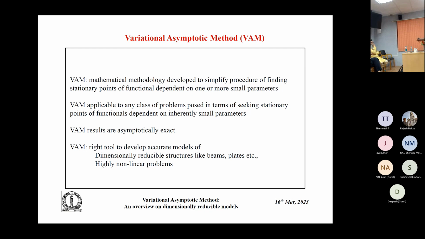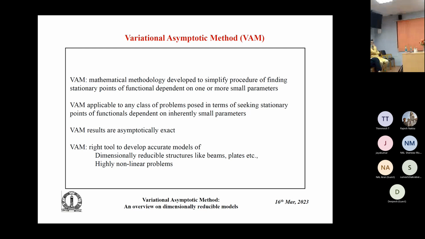Hence, to bridge this gap, the technique that has been emerging is the variational asymptotic method. This variational asymptotic method is a combination of two words, mainly asymptotic as well as variational. The solution we obtain is asymptotically correct, the accuracy can be increased, and it is asymptotically correct to that approximation.